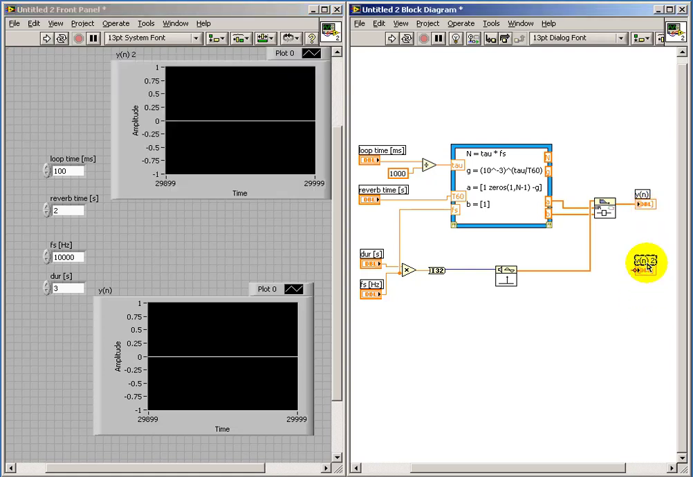Let me do some troubleshooting here. I'll make sure that I'm in fact applying an impulse. That's difficult to see on the plot whether or not there's anything at the front. We have some other parameters here to consider. Let's just make sure that the N and the G values are getting calculated properly. Well, that looks pretty good. We have a sampling frequency of 10,000 and a loop time of 0.1.